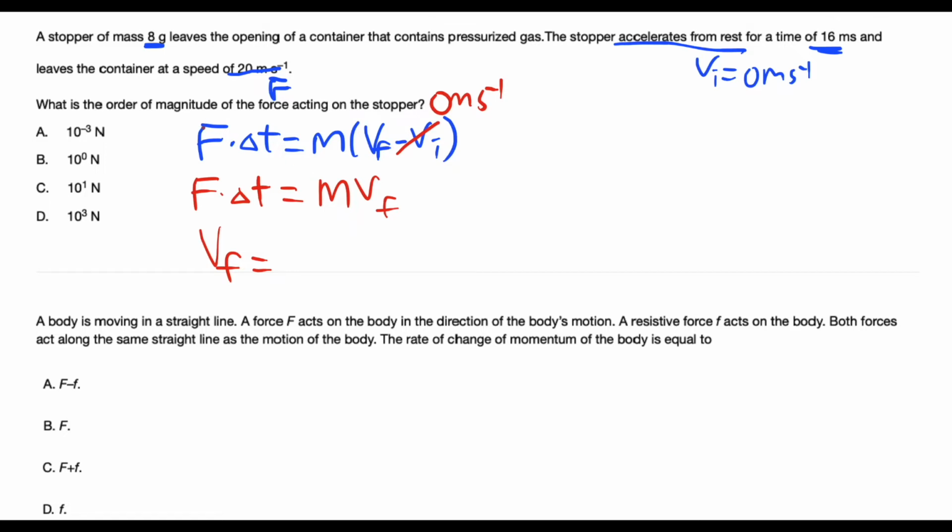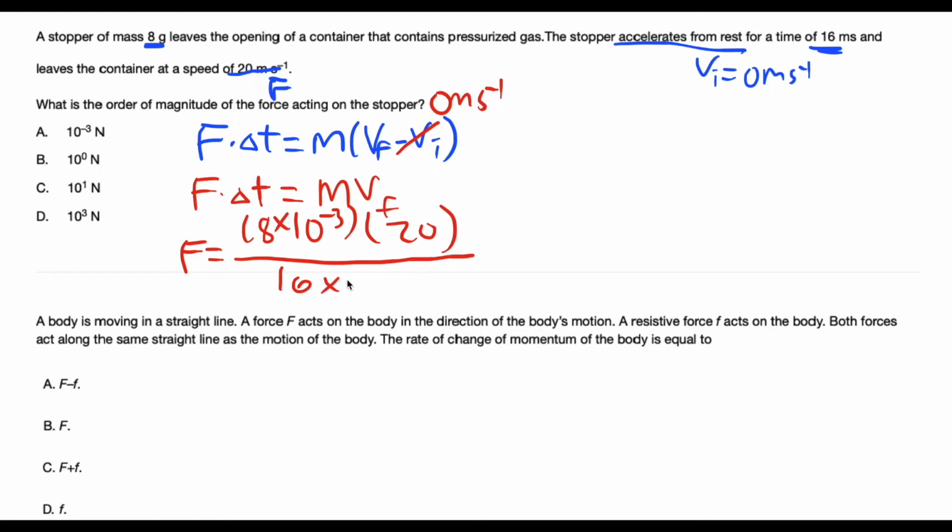Hold on, it's asking us to calculate force. Sorry. So force is equal to mass times final velocity over change in time. You have to convert the mass to kilograms. So here it's 8 grams, so 8 times 10 to the negative third power times the final velocity, which is 20 meters per second, over the change in time, 16 times 10 to the negative third power.